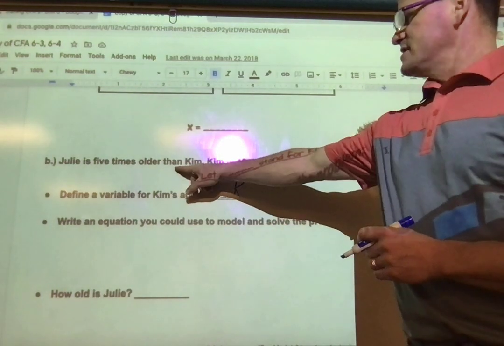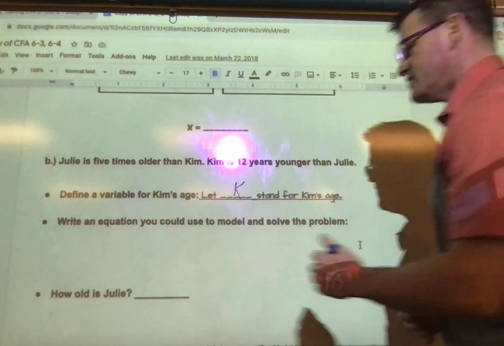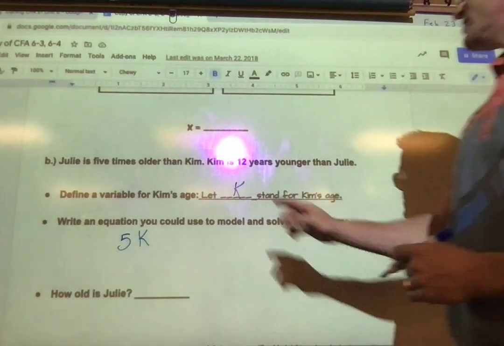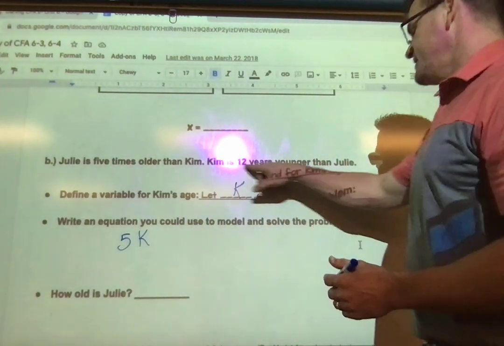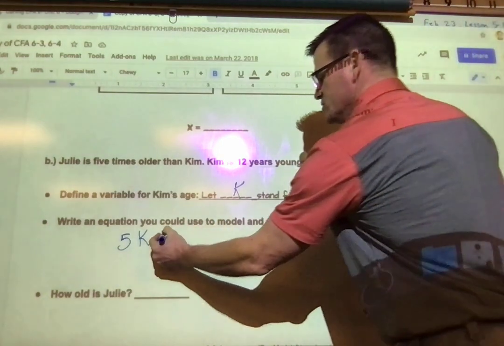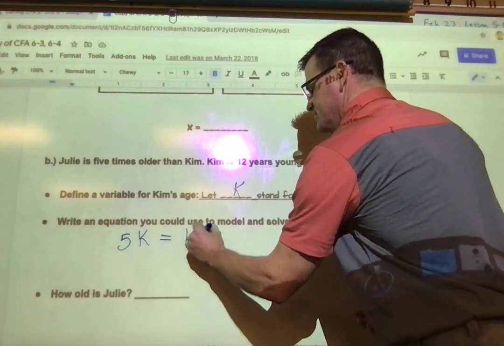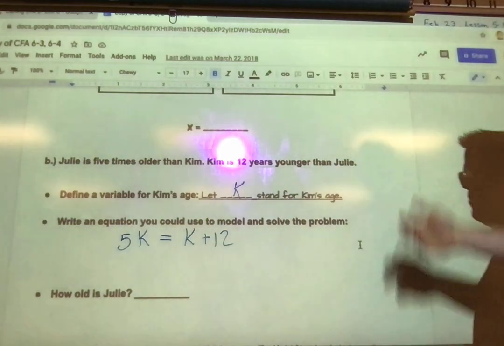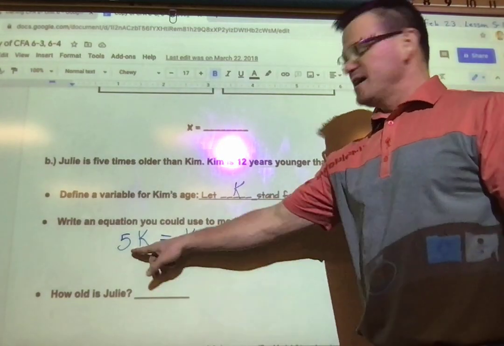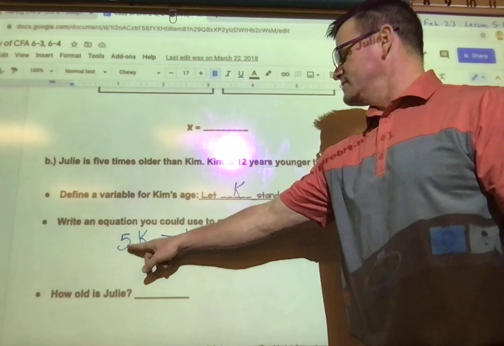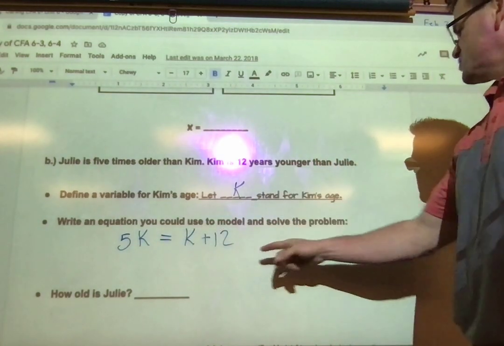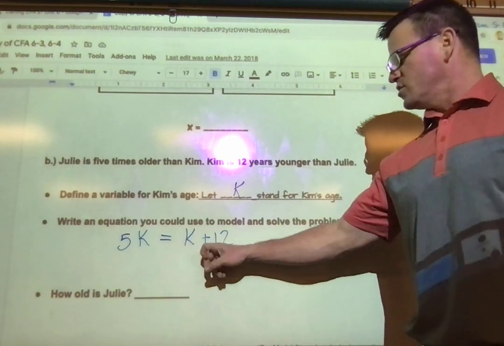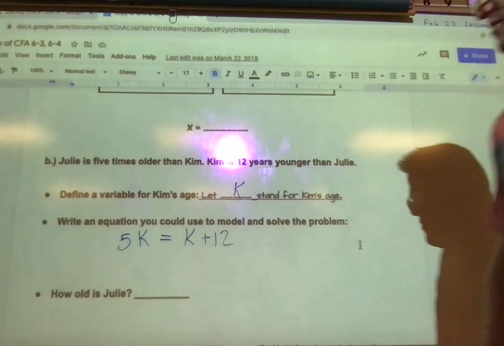So Julie is 5 times older than K. So if I'm going to write that equation, I could write 5 times K. 5 times older means you're multiplying by 5. And Kim is also 12 years younger than Julie. So that means Julie is Kim plus 12, because Kim is 12 years younger than Julie, that means Julie is older. Both sides equal Julie, because she's 5 times older than Kim, and at the same time, Kim is 12 years younger than Julie, which means Julie is 12 years older than Kim. So both of these equal Julie, so they're equal.